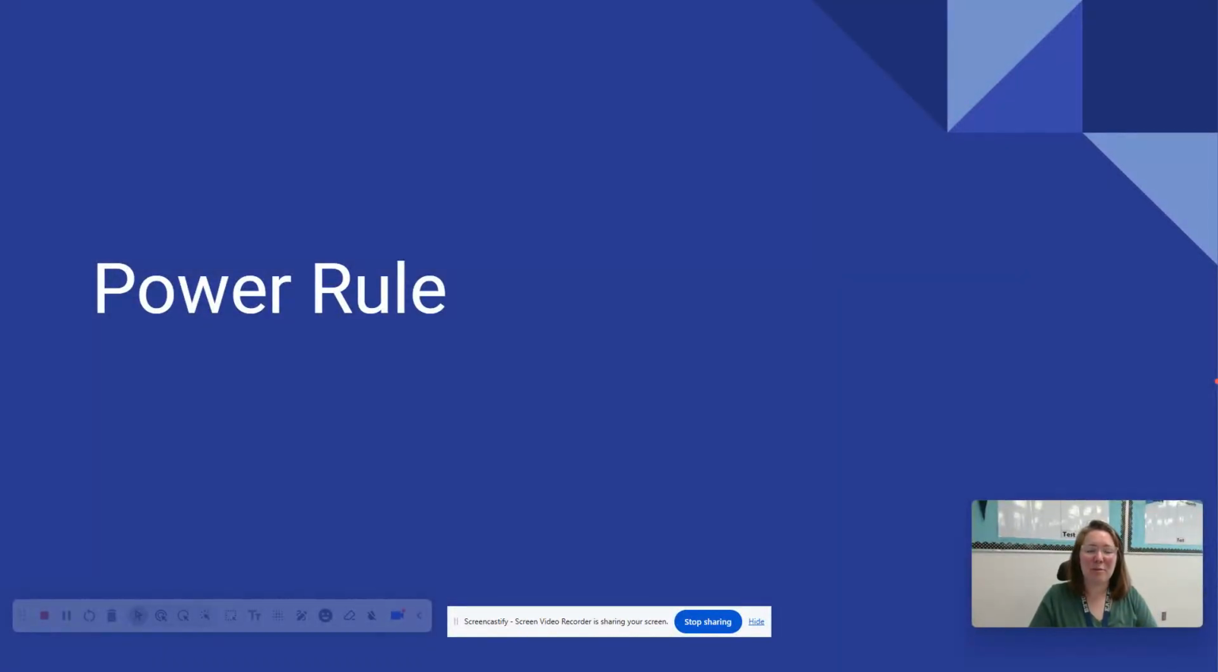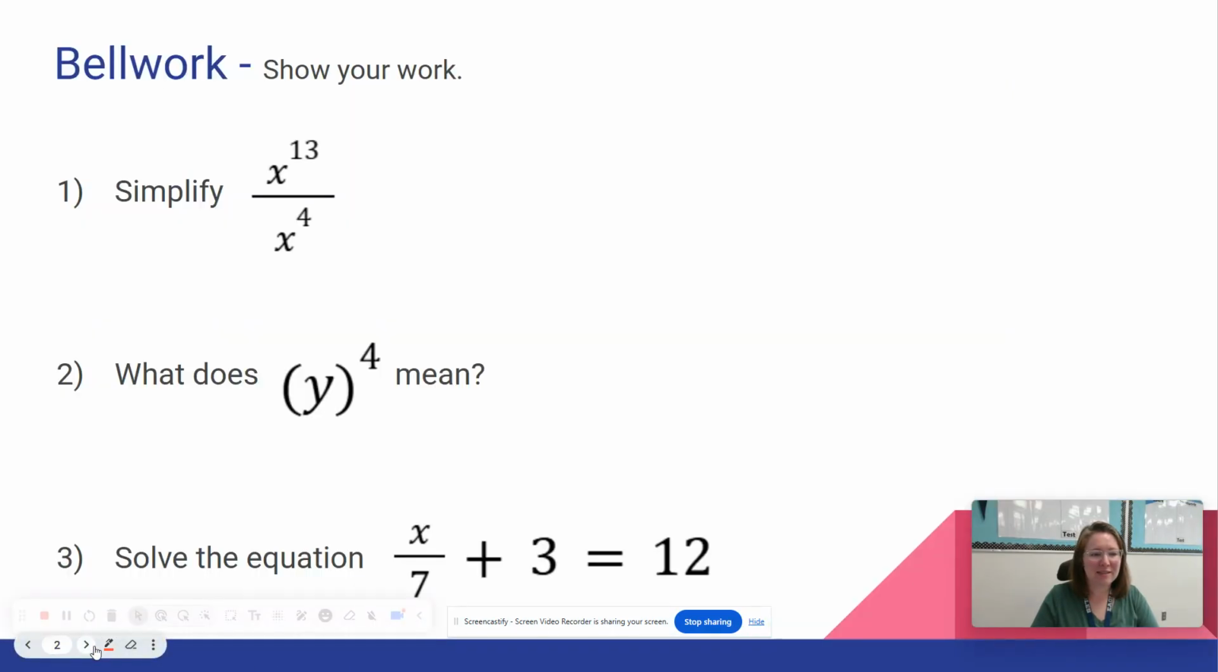Hi, today we learned about the power rule of exponents. So I'm going to go over what we did in class. We started with some bell work. Yesterday we learned about the quotient rule.